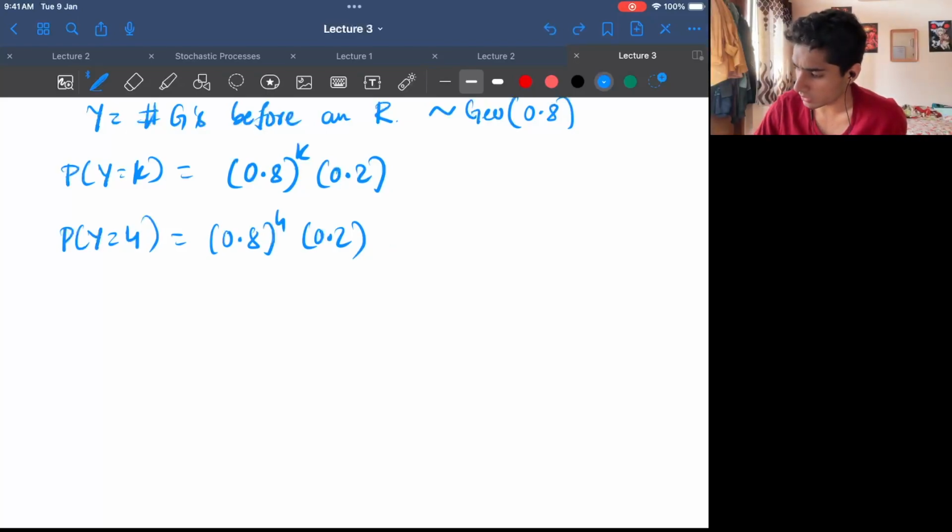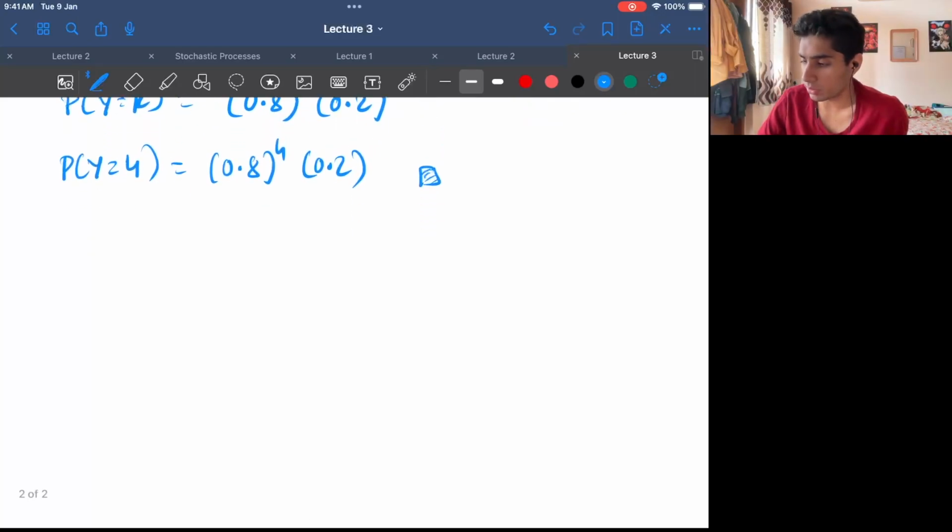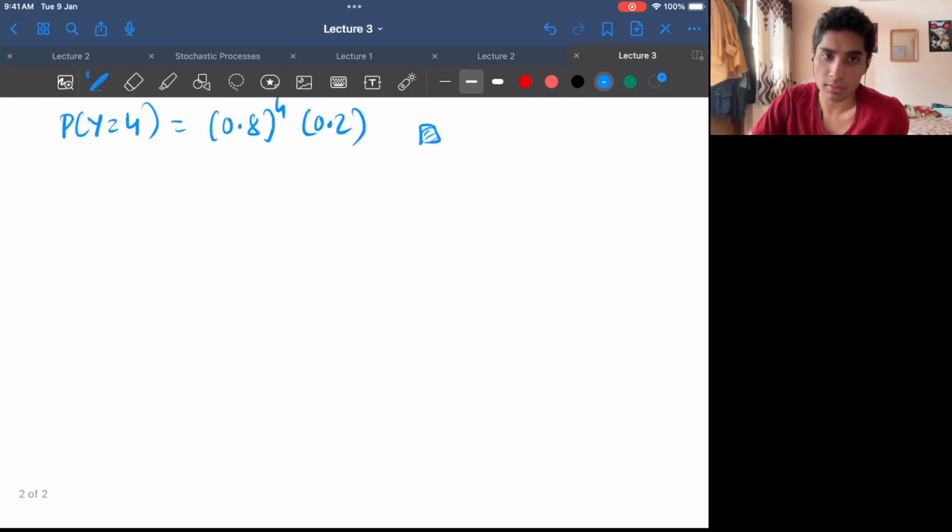You can calculate this using a calculator. Just put it in the calculator and you can calculate what this number would be in decimals. Any questions? I'm going a bit slowly today. Let me know at any point if something is not clear, right? Okay, so let's look at some other question.